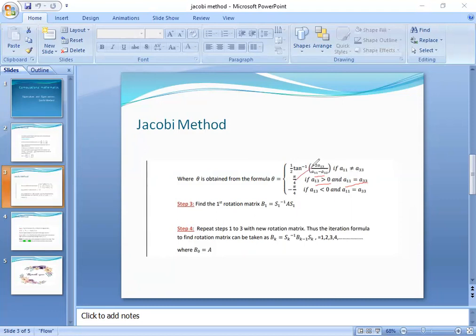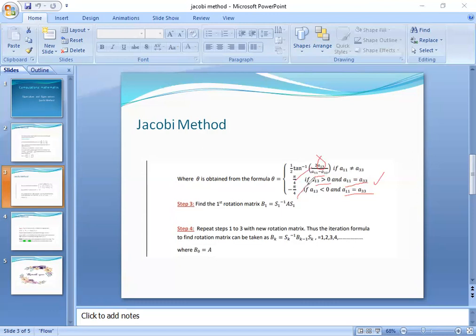So directly, if this condition is satisfied, we can take theta as pi by 4. And then the denominator is 0, that means A11 equal to A33 and A13 is less than 0, negative by 0, it is minus infinity. So theta will become half tan inverse of minus infinity. Minus infinity occurs for tan minus pi by 2. So this becomes 1 by 2 into minus pi by 2. So that theta becomes minus pi by 4.